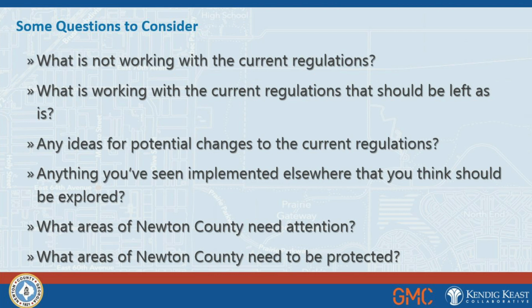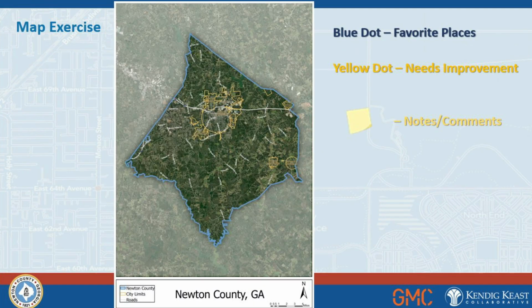So we've set out those general things to think about, and we have 2 exercises at our meetings that we've asked folks to participate in. One is what I just talked about. Show us your favorite places and show us the areas of the county that need improvement. And so we do that through a series of dots, and folks put the dots on the map and we collect all that information. And then the second thing is the issues.